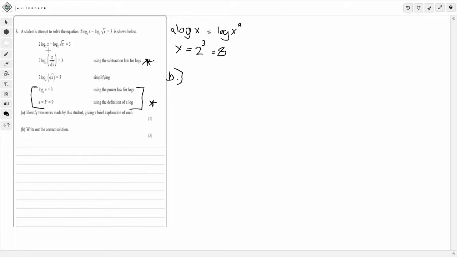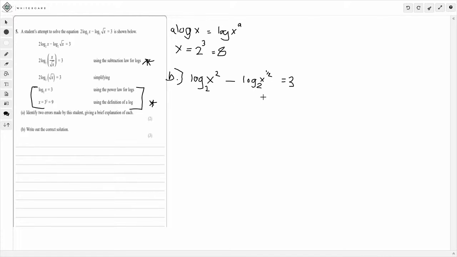So the 2 log x base 2, we can write as log x squared base 2. So let's write this down. Log x squared base 2 minus log, and I'll write this as a power just so it's easiest to see, x to the half. Make sure you're confident using your indices and changing between roots. x to the half base 2, and this is equal to 3. Alright, so far that's correct.